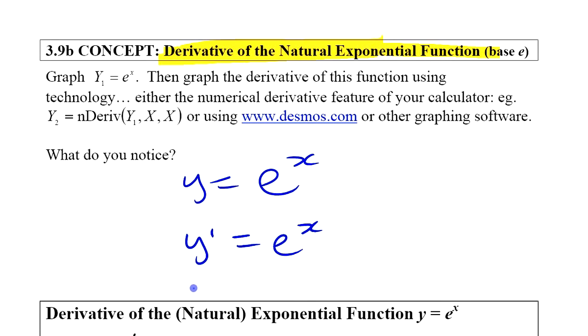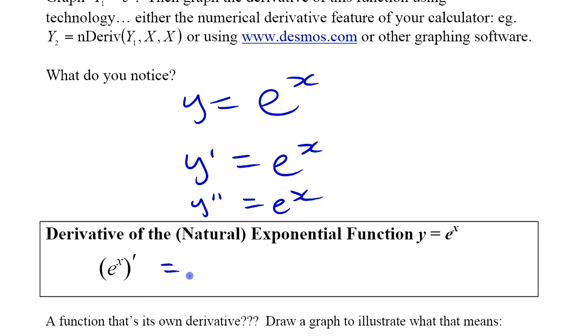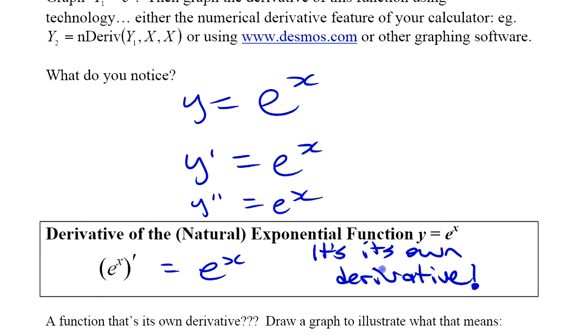If you wanted, you could write the second derivative as e to the x, third derivative is e to the x. It just keeps going, right? We go down here, e to the x. It's its own derivative. That's going to be probably the easiest derivative you're going to have. You're going to have the easiest time remembering that one. It's its own derivative. But it's important also to understand what that means.